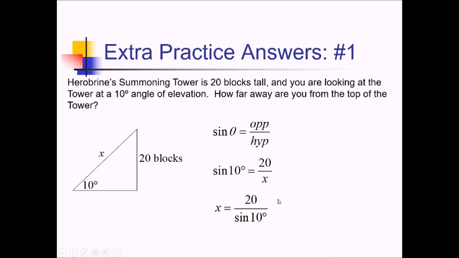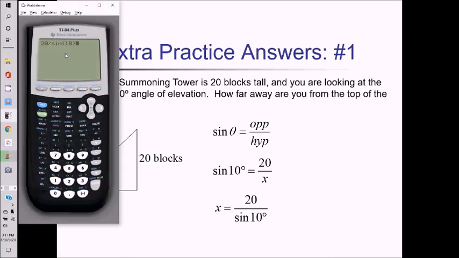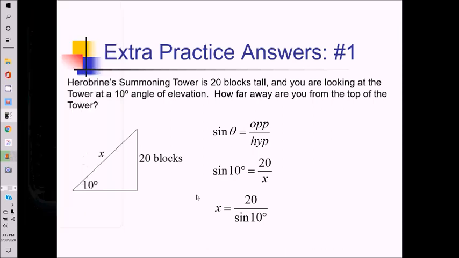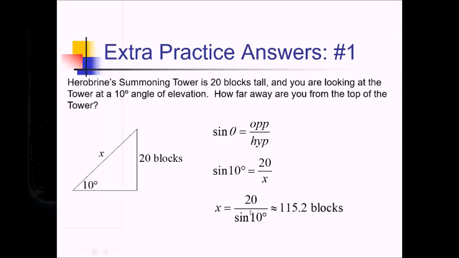Let's see what the calculator has to say about that. So here we go, plugging that in. And it looks like 115.2 if we round that off to the nearest tenth. So we've got 115.2 blocks away from the top of the tower, whatever a block is, a Minecraft block.